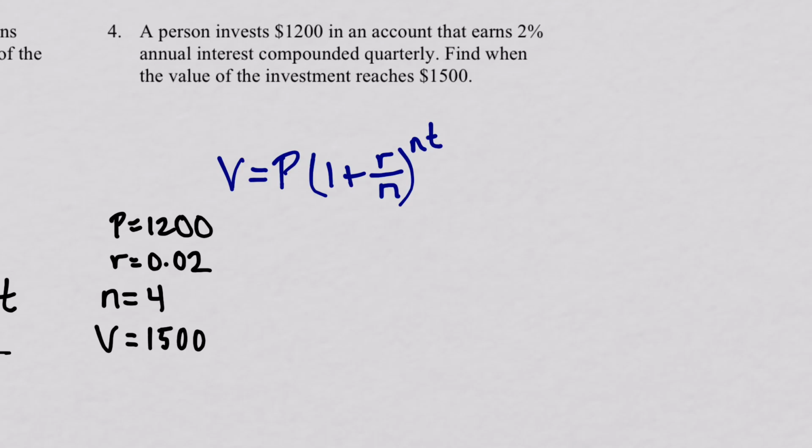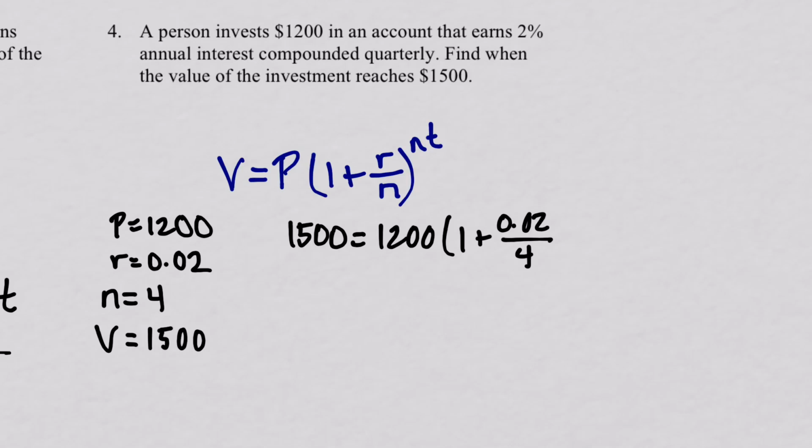So let's punch those in. 1,500 equals 1,200 times 1 plus 0.02 over 4, to the power of nt, 4t. That's a 4. Let me erase that and write it again. This is supposed to say 4t. There you go. That's what I'm supposed to solve.